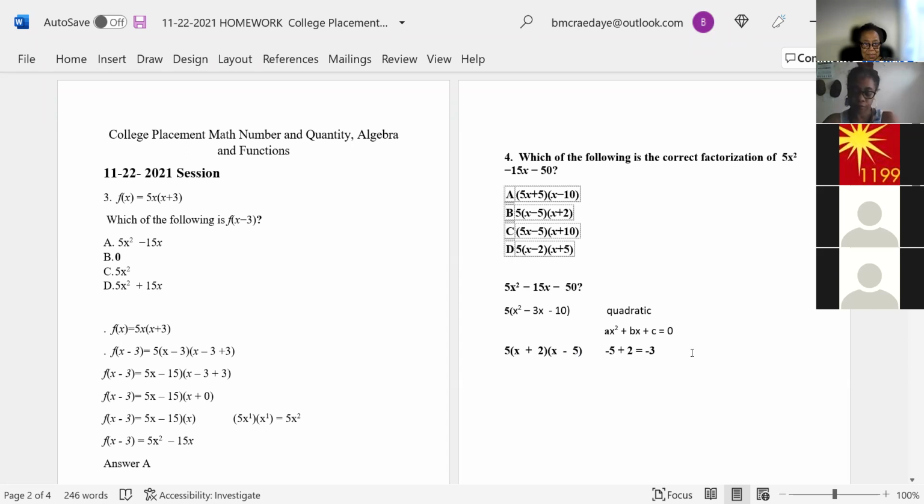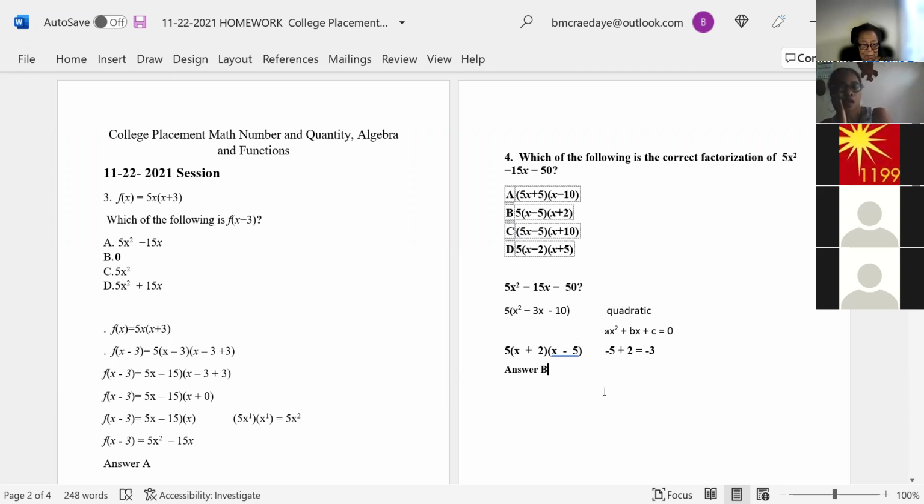Which one, Vanessa? See? No, C is 5x minus 5 times x plus 2. D is x plus 5. Which one is it, Vanessa? B. So therefore, it would be B. B has 5 times x minus 5 times x plus 2.